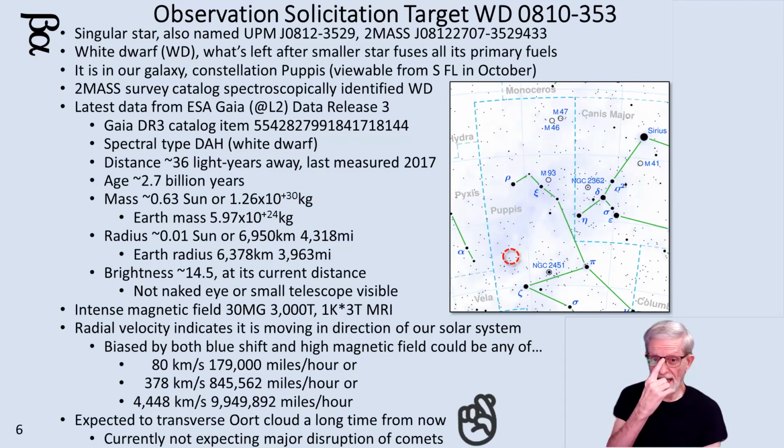Because it's coming towards us, the light from it is blue shifted, and because its magnetic field bends things, it's not clear as to how fast it's approaching us. It could be 80 kilometers per second, 378 kilometers per second, or 4,448 kilometers per second, because we take different measurements and we came away with different calculations. As of now, it's expected to traverse our Oort cloud at the edge of our solar system, but given its mass and how fast it might be moving, it's not expected to hit anything or scatter anything in the Oort cloud. So fingers crossed, nothing is going to hit anything at this point.